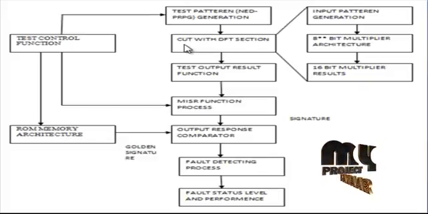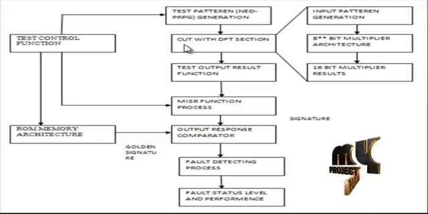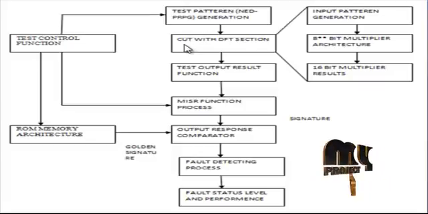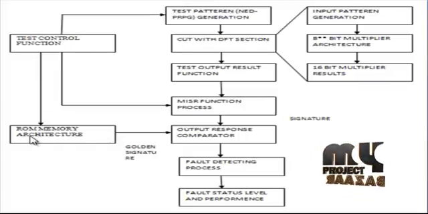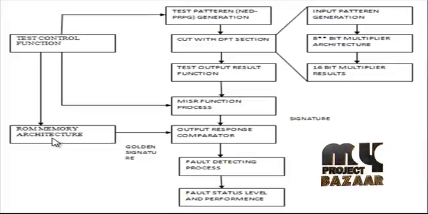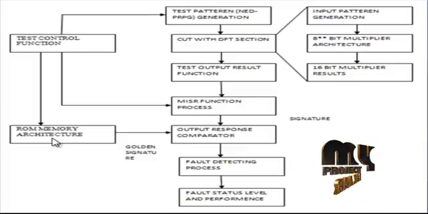The output results are passed to the next processing, the test output result function. This result function is activated every clock to generate the output results. Then go to the MISR functions. These functions are the multiple input signature register. This function creates the signature based on our circuit under test output results. And another process is the ROM architecture. This architecture is mainly used to store the expected results. These expected results are controlled by the clock and reset function. Then when the clock function is activated, the ROM generates the golden signature.